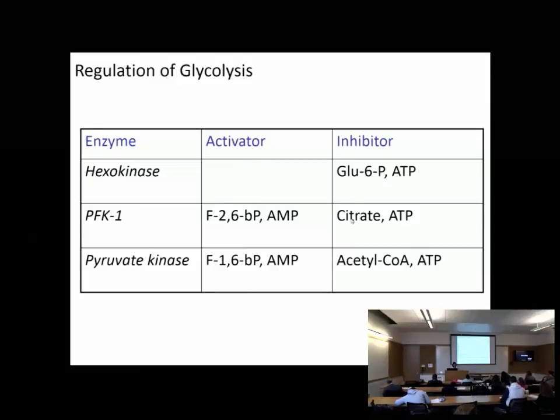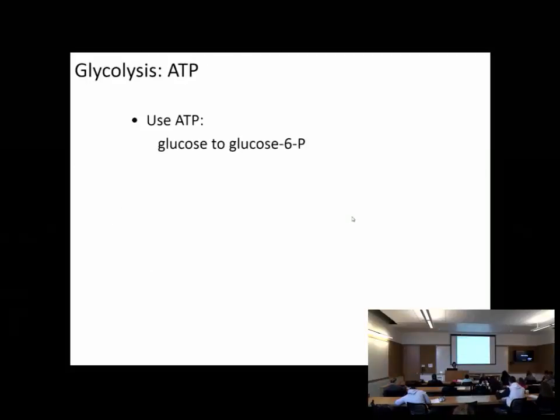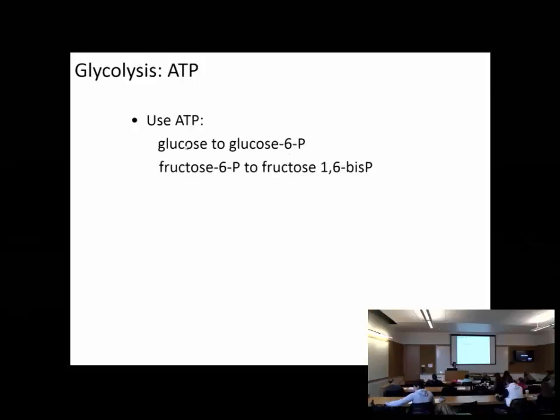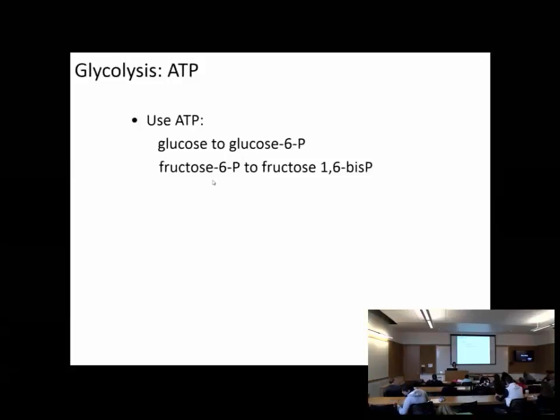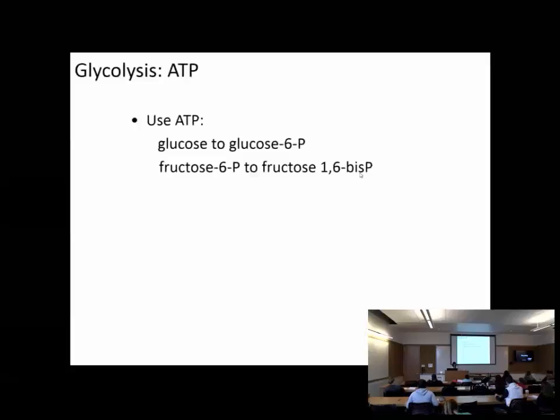Let's talk about the ATP a little bit. We're going to use ATP in a couple steps where we're phosphorylating the dangly carbons. Carbon number 6 on glucose to get glucose 6-phosphate. We isomerize to get fructose, and then we're going to phosphorylate the other dangly carbon, carbon number 1 on fructose. So we get fructose 1,6-bisphosphate. So we're using up 2 ATPs.